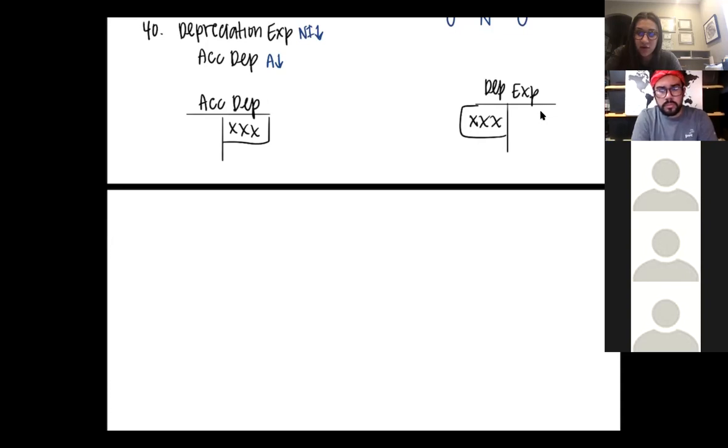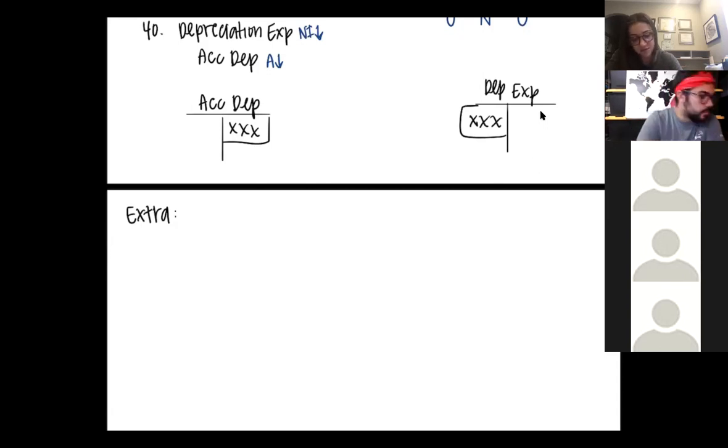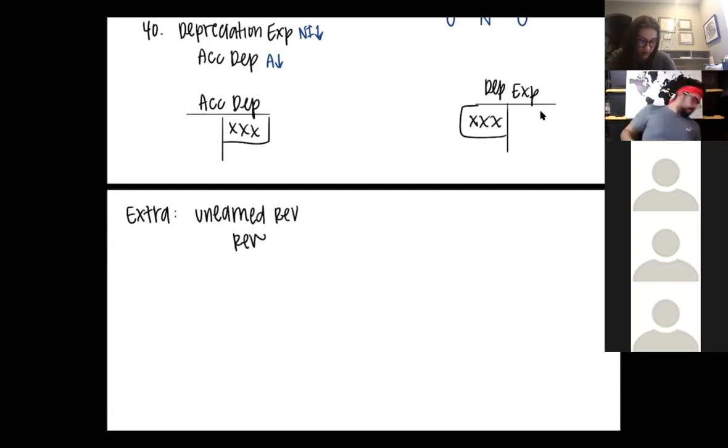Okay, so what's the adjusting journal entry for deferred revenue? What is deferred revenue? Deferred revenue is unearned revenue, right? So the adjusting journal entry is going to be a debit to unearned revenue and a credit to revenue, because that's how we adjust deferred revenue.